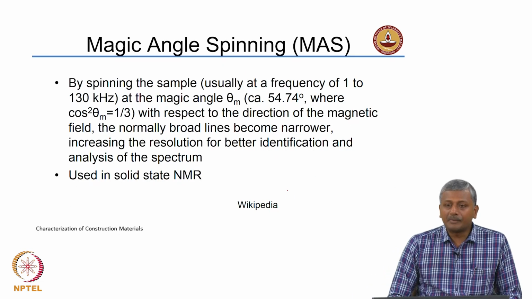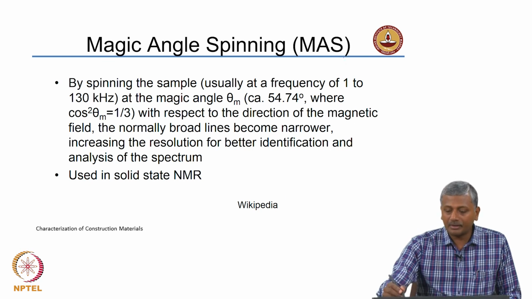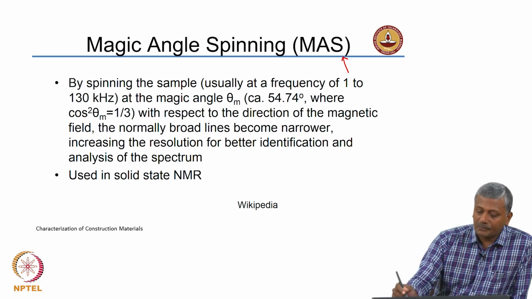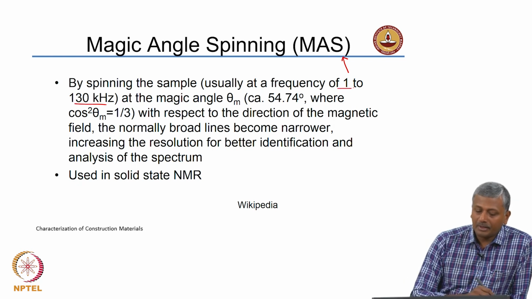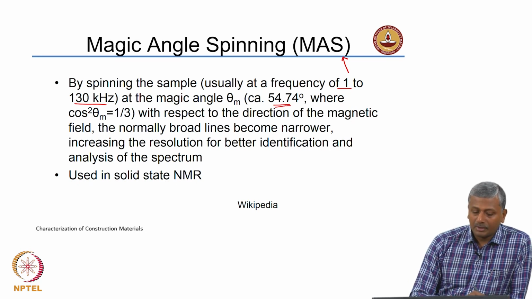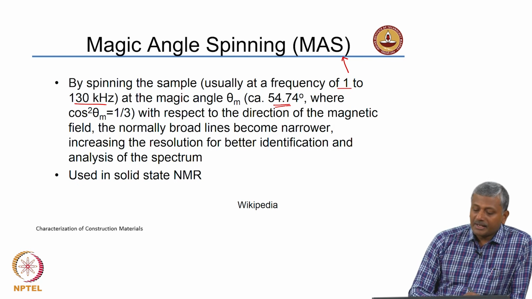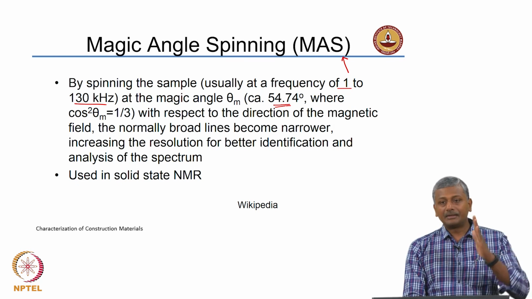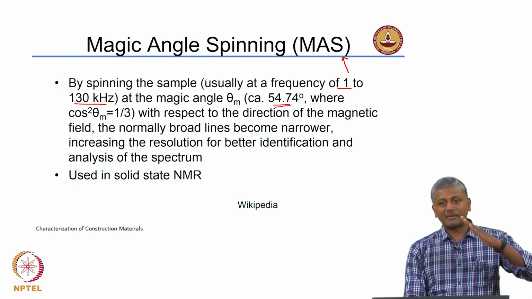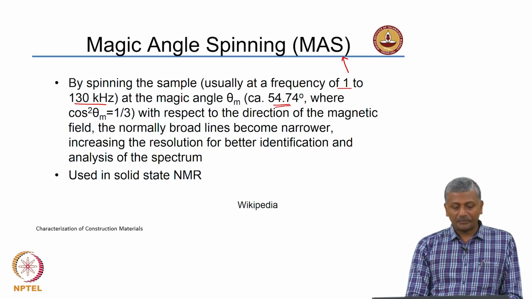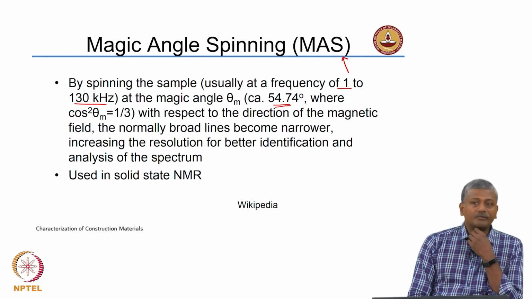Now in some cases you may come across NMR instruments that are characterized as MAS, or magic angle spinning NMRs. What we do here is spin the sample usually at a frequency of 1 to 130 kilohertz, okay, at the magic angle theta m, which is approximately 54.74 degrees with respect to the direction of the magnetic field. So we have the sample kept at a specific angle with respect to the magnetic field direction. What happens here is the normally broad lines become narrower and we increase the resolution of the spectrum.